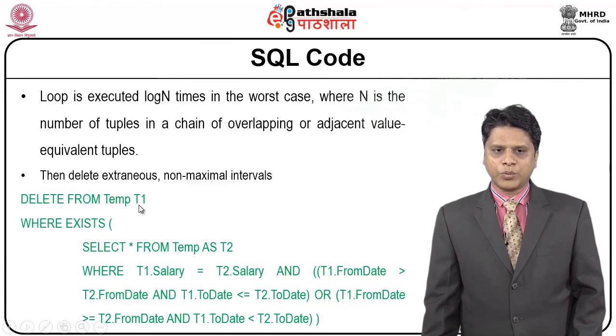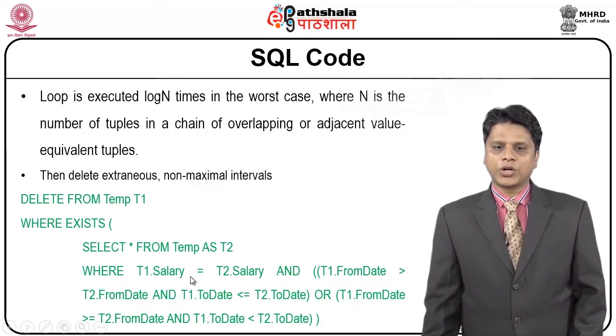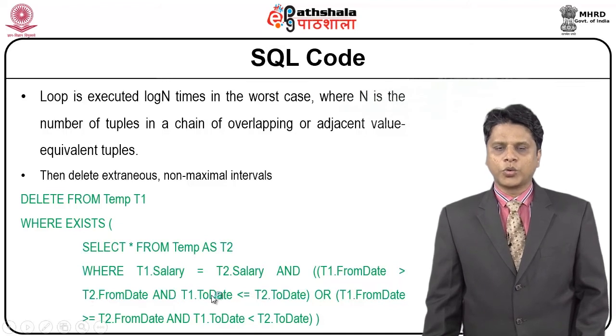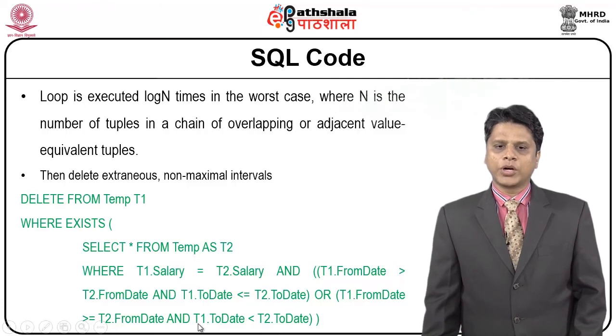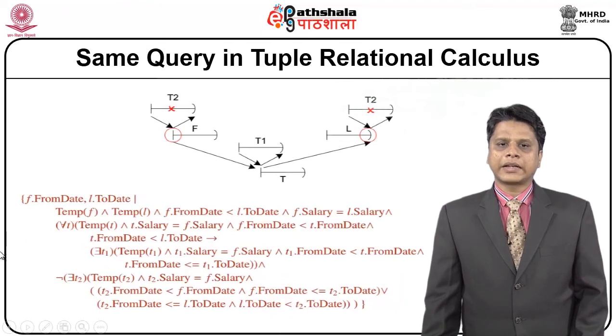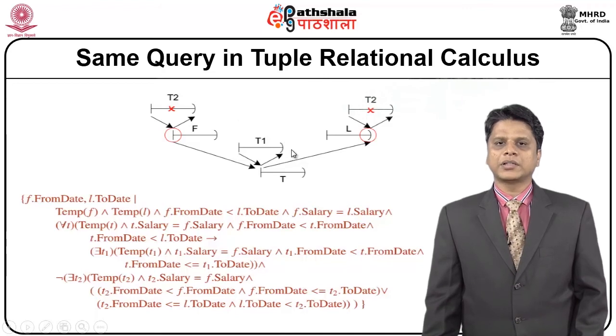Delete from temp T1 where exists (select * from temp as T2 where T1.salary is equal to T2.salary and T1.from date should be greater than T2.from date and T1.to date should be less than or equal to T2.to date, or T1.from date should be greater than or equal to T2.from date and T1.to date should be less than T2.to date). This is the relational calculus that is associated with the same query that we have presented in SQL.